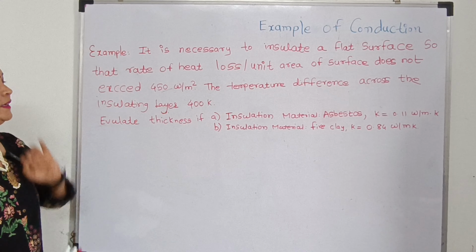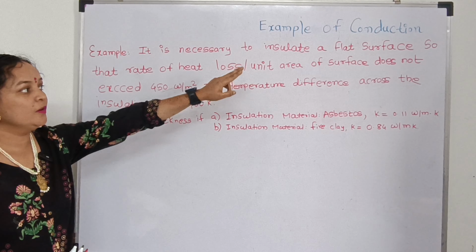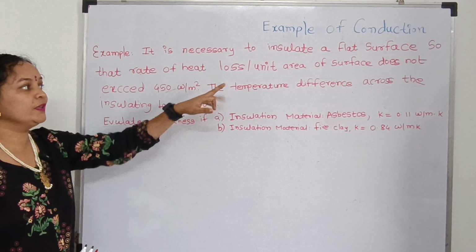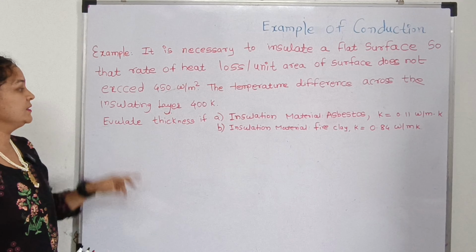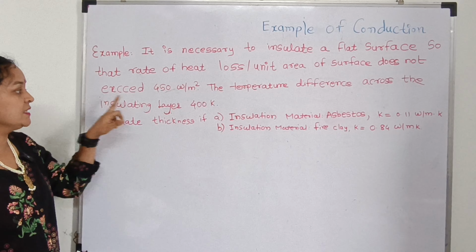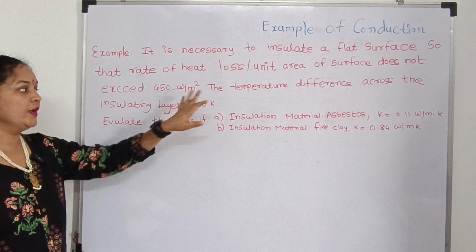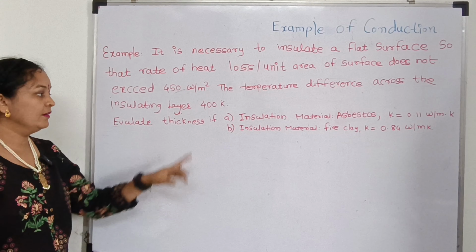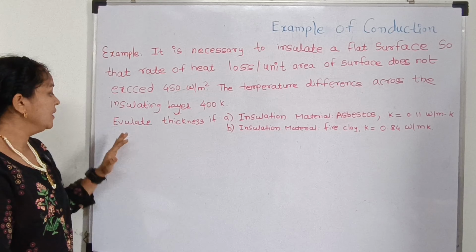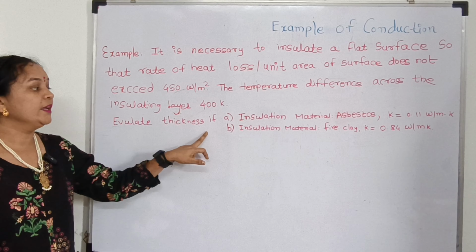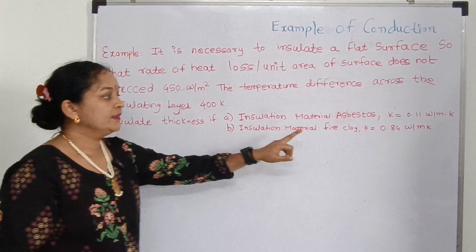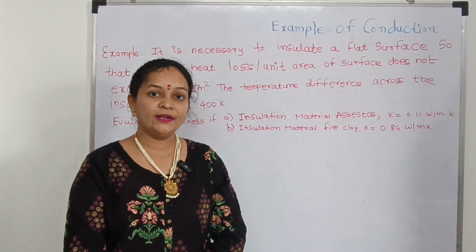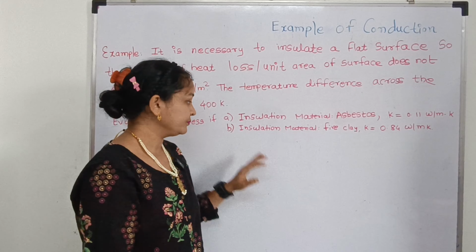The example: it is necessary to insulate a flat surface so that the rate of heat loss per unit area of the surface does not exceed 450 watt per meter square. The temperature difference across the insulating layer is 400 K. Evaluate the thickness if the insulation material is asbestos. At that time K is equal to 0.11 watt per meter Kelvin.